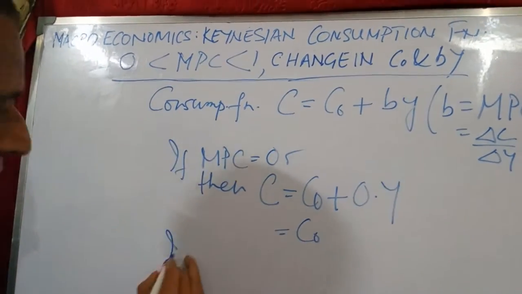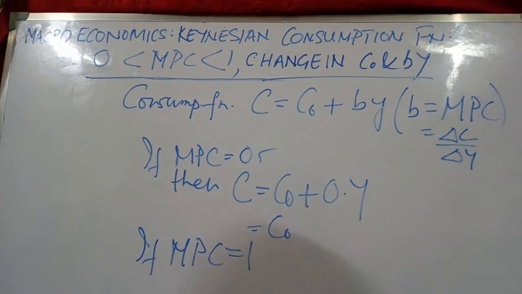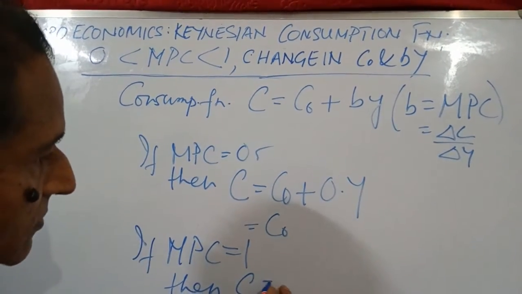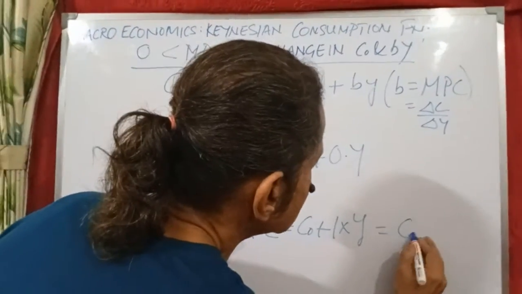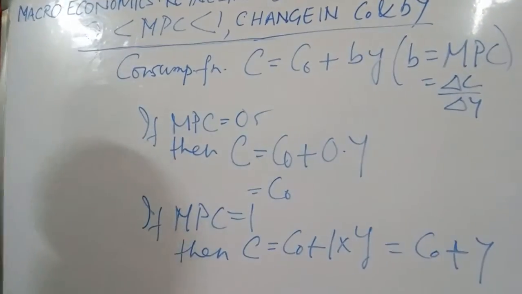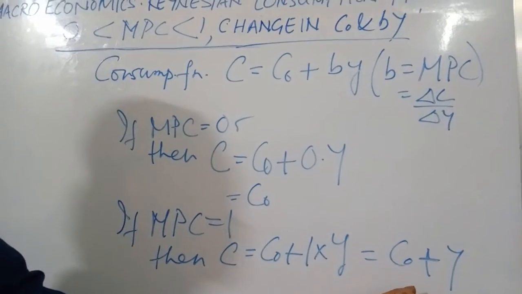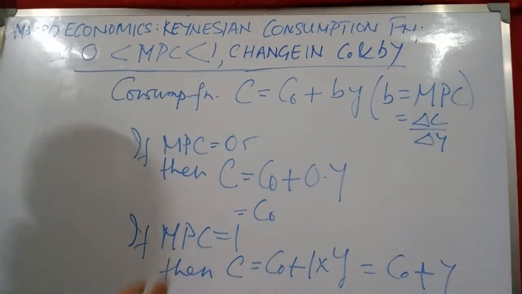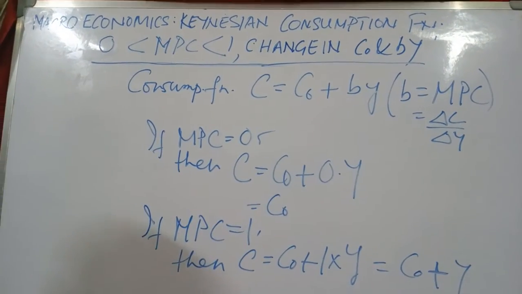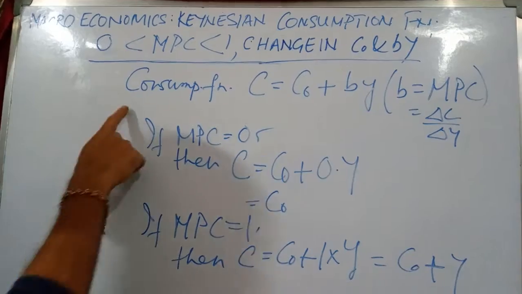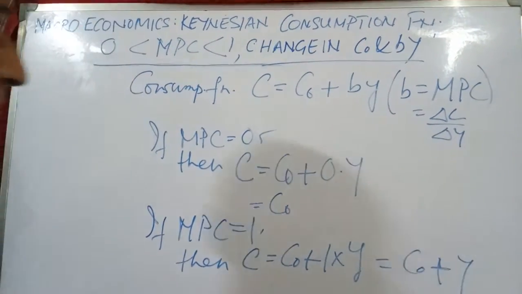Again, if MPC is equal to 1, let's see then what happens. Then C equals C0 plus 1 into Y equals C0 plus Y. That means total consumption is equal to autonomous consumption plus income. That is also absurd. So MPC cannot be 0, MPC cannot be 1. It should be in between 0 and 1. Now, this is logical. I have explained logically that MPC cannot be either 0 or 1.